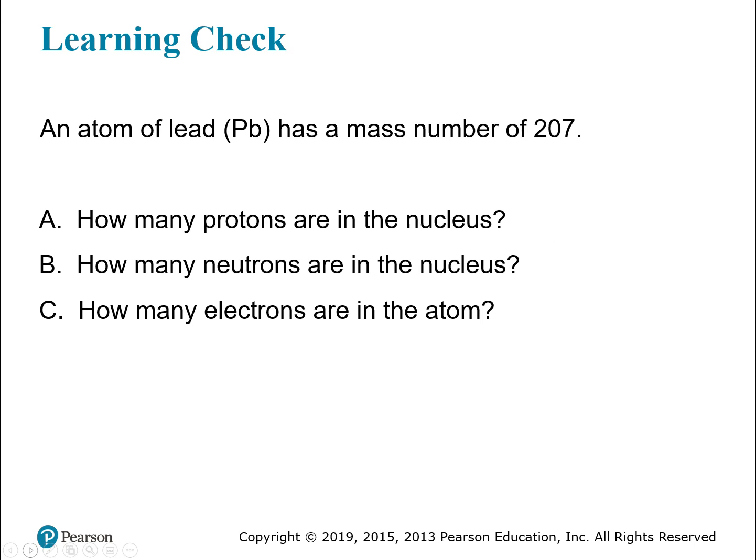Let's do a learning check. An atom of lead has a mass number of 207. And remember, we're always talking about neutral atoms here. We'll get into a space where we're talking about ions, but we're not ready for that yet. Neutral atom of lead, mass number of 207. You'll need a periodic table here. How many protons are in the nucleus? You'll need to look up the atomic number. And that's why I said you need a periodic table.